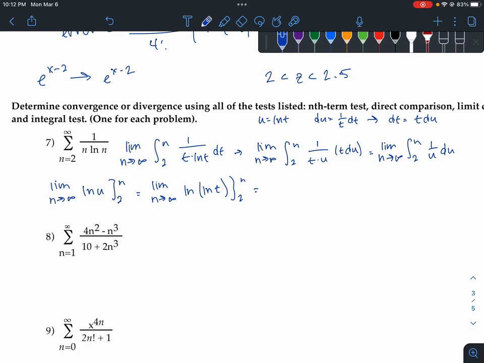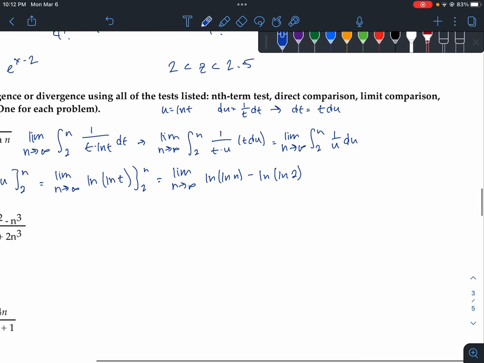Let's evaluate our bounds. We have the limit as n approaches infinity. We plug in n, that's the natural log of the natural log of n, and then minus the natural log of the natural log of 2. As I apply my limit now as n approaches infinity, this will be infinity, that will be infinity, so this is going to be equal to infinity.